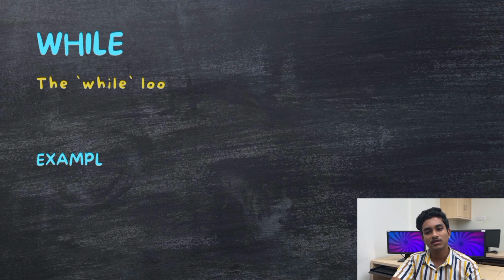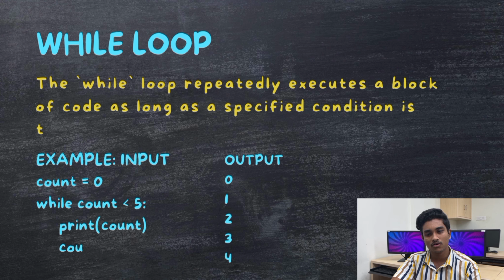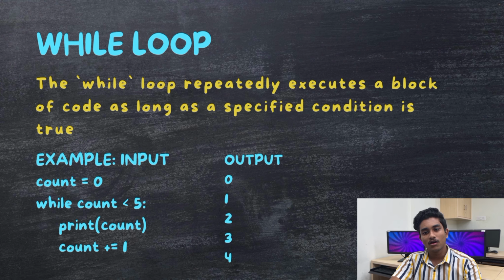The while loop repeatedly executes a block of code as long as the specified condition is true. According to it, we set count to 0 and use a while loop to count till 5. If we print the statement, the output will be from 0 to 4, as we have said while count is less than 5, and it will print the statement from 0 to 4.